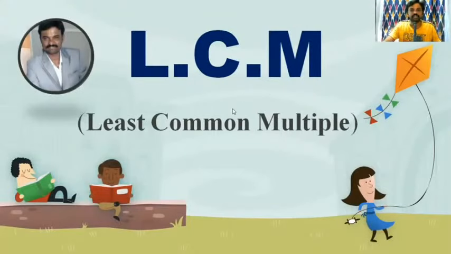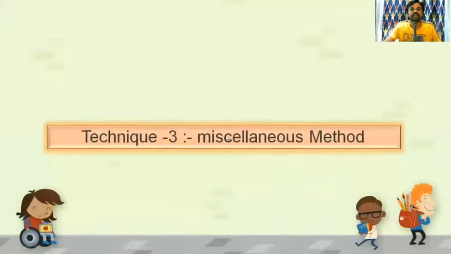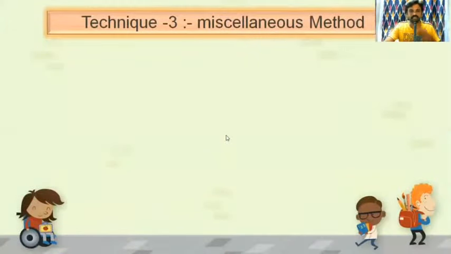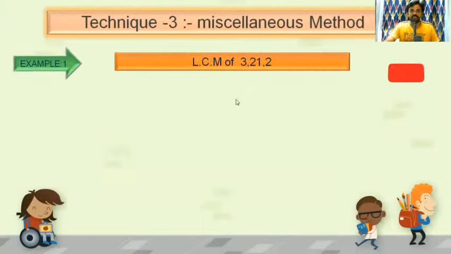In the previous lesson, we learned technique 2 and technique 1. In this lesson, we are going to learn technique 3. Let's go into that. Technique 3 is nothing but the miscellaneous method. So what is the miscellaneous method? Let us see, by taking an example, how we can find the LCM using the miscellaneous method.